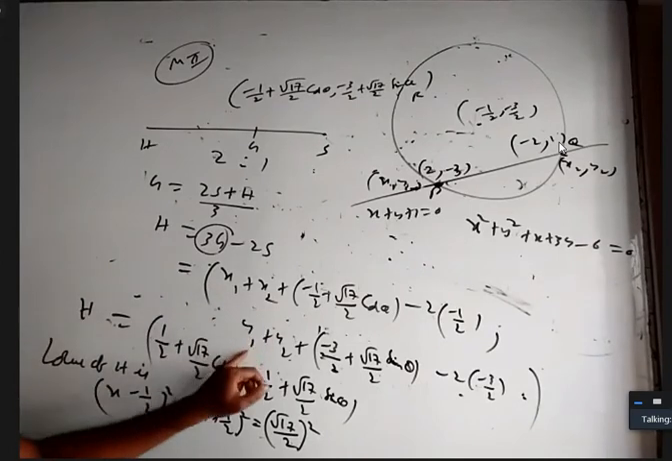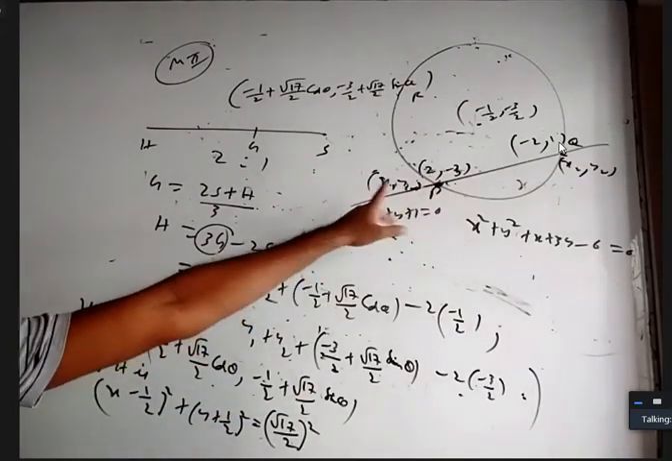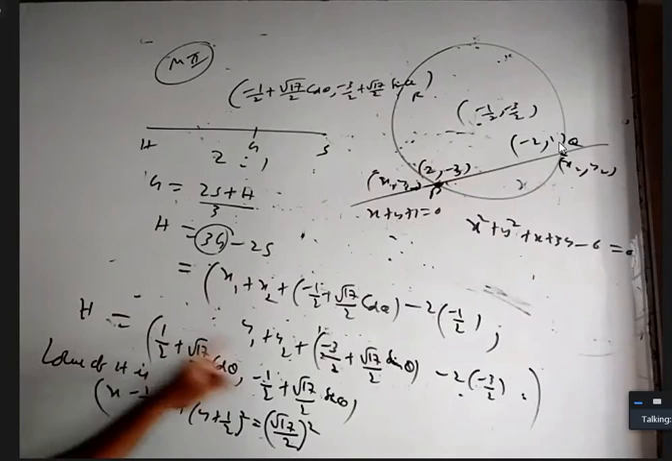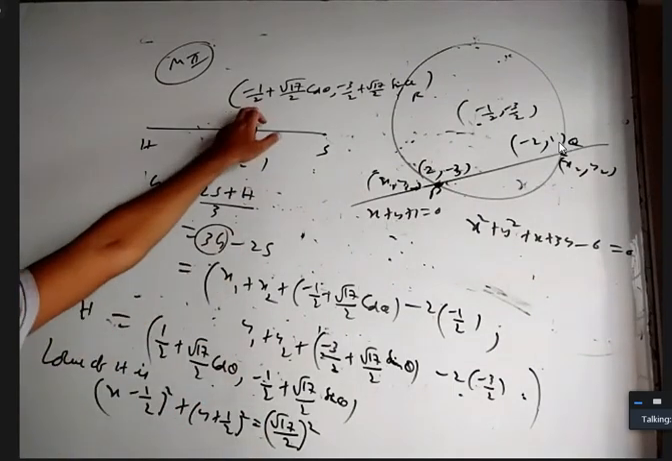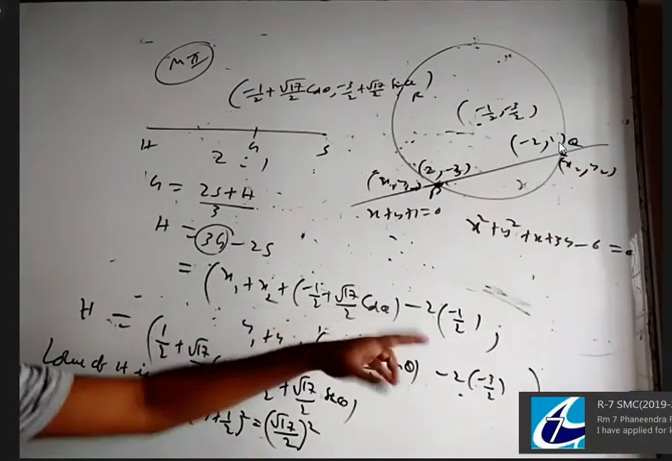I know what is x1, what is x2, what is y1, what is y2 based on this. 2 comma minus 3, minus 2 comma 1, substituted all that. I would have kept it here only. In this step only I should have kept it.